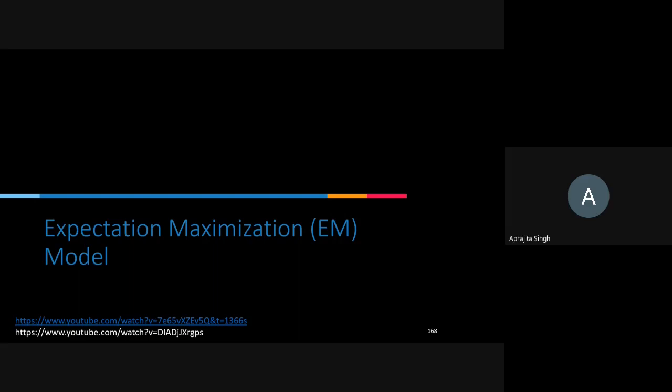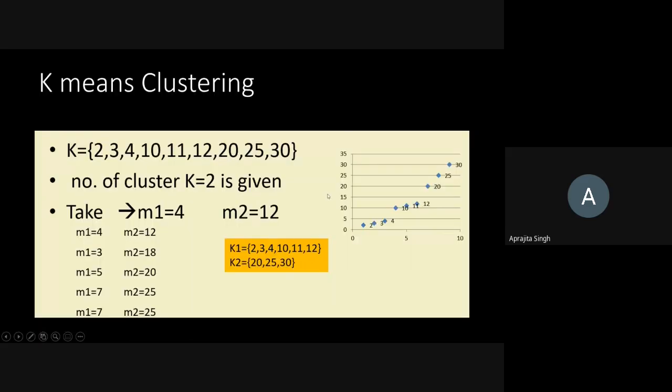So, the expectation maximization model. In clustering, if you remember, in K-means clustering, you were given certain points, suppose, and you wanted to make two clusters out of them. Initially you started with a particular point. Suppose you took points 4 and 12.